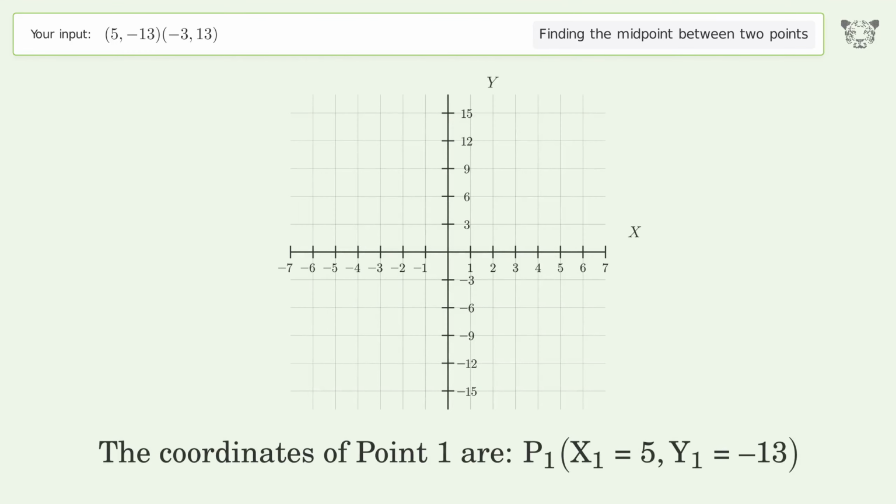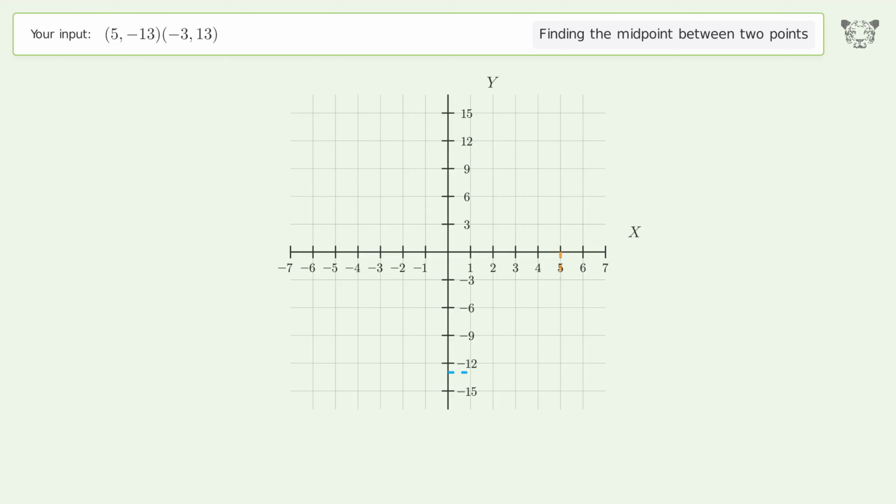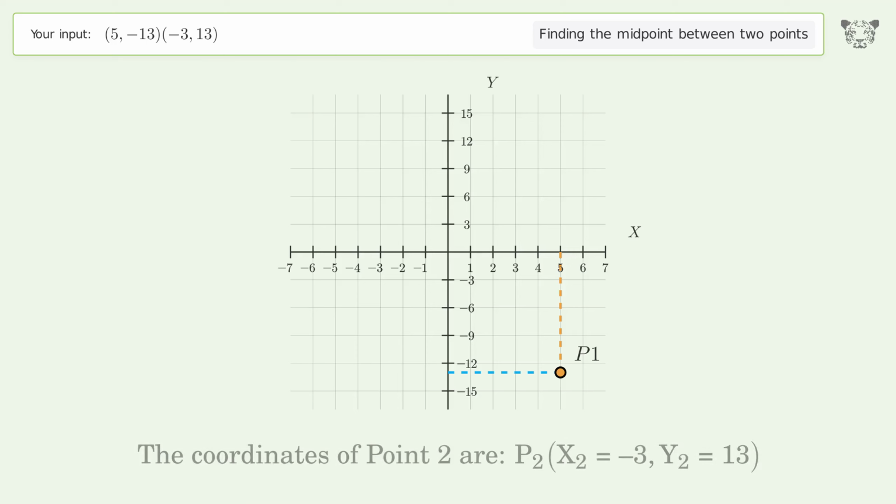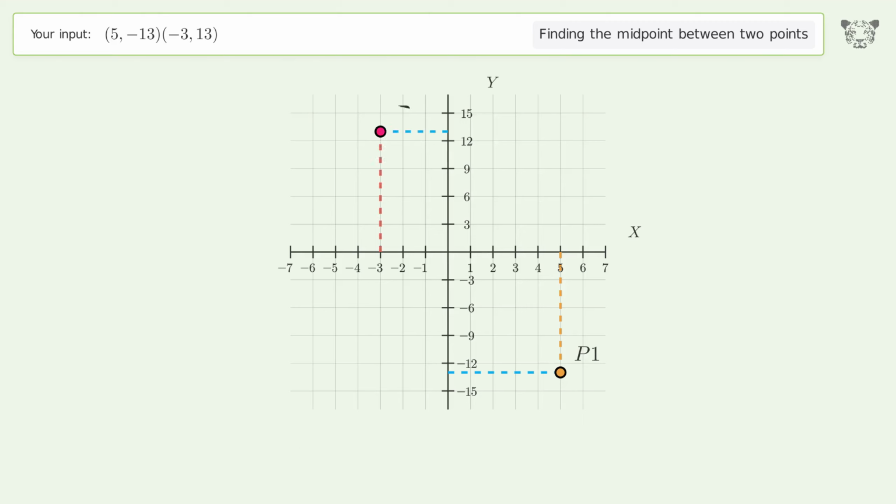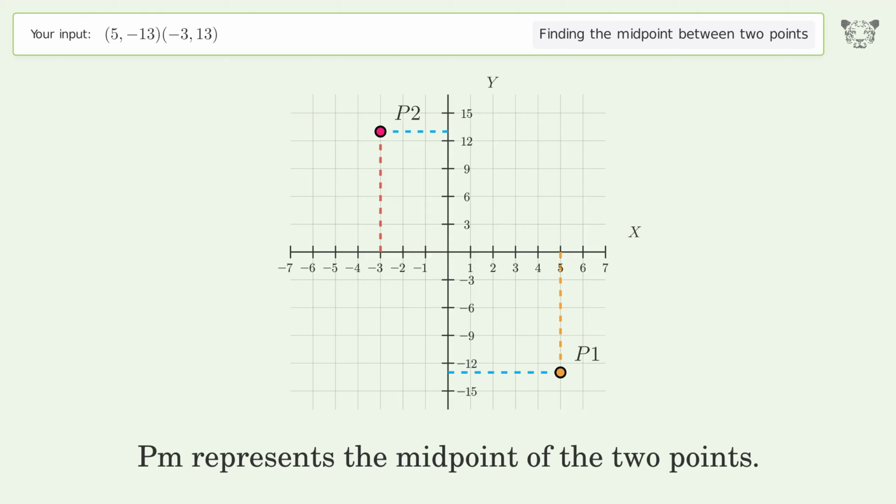The coordinates of point 1 are x1 equals 5, y1 equals -13. The coordinates of point 2 are x2 equals -3, y2 equals 13. PM represents the midpoint of the 2 points.